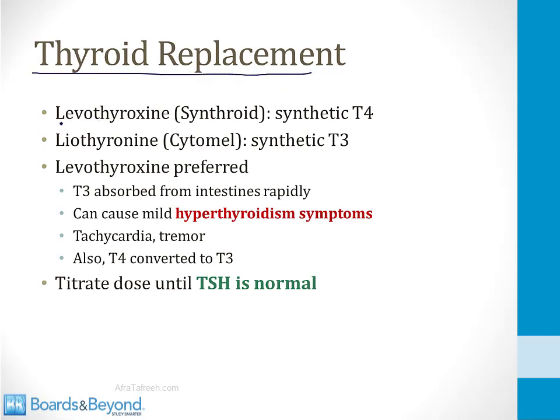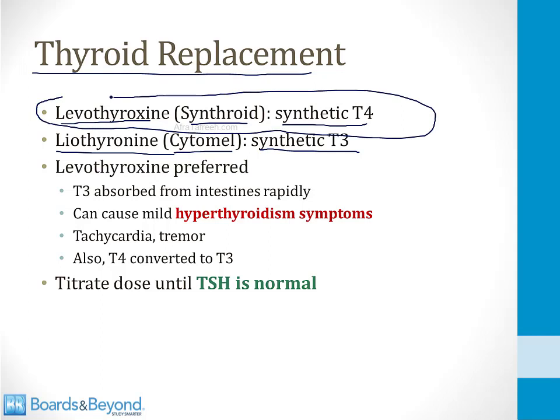The first one is called levothyroxine or Synthroid. This is a synthetic version of T4. The second one is called liothyronine or Cytomel. This is a synthetic version of T3. And you will almost never see Cytomel used any longer. Most of the patients who are hypothyroid that you will see on your clinical rotations will be taking Synthroid.